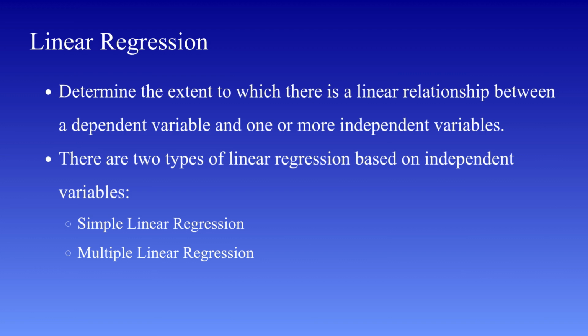The second type is multiple linear regression. Here, we have more than one independent variable influencing the dependent variable. For example, predicting house prices based on size, location, number of rooms, and age of the property. This type of regression is more realistic because, in real-world situations, outcomes are usually affected by multiple factors. So essentially, simple linear regression deals with one input variable. Multiple linear regression deals with multiple input variables.